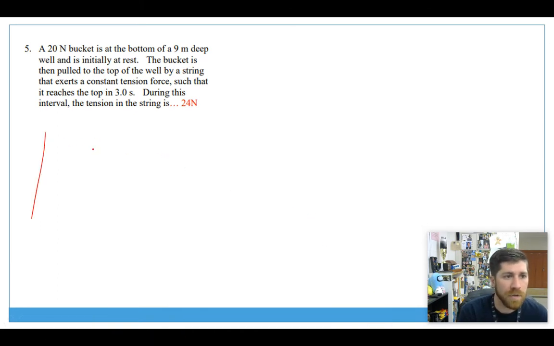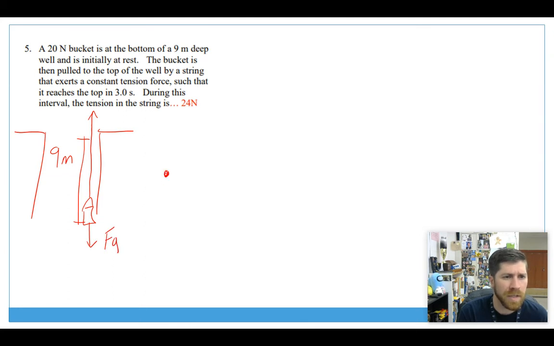So if you start by just sketching out a picture of this well, it's 9 meters deep. So from here to here is 9 meters. And then you would draw your bucket down here in the well with the string coming up out of the well. So we know that there's a tension force, obviously pulling the bucket out of the well, and then you would have a gravitational force here.